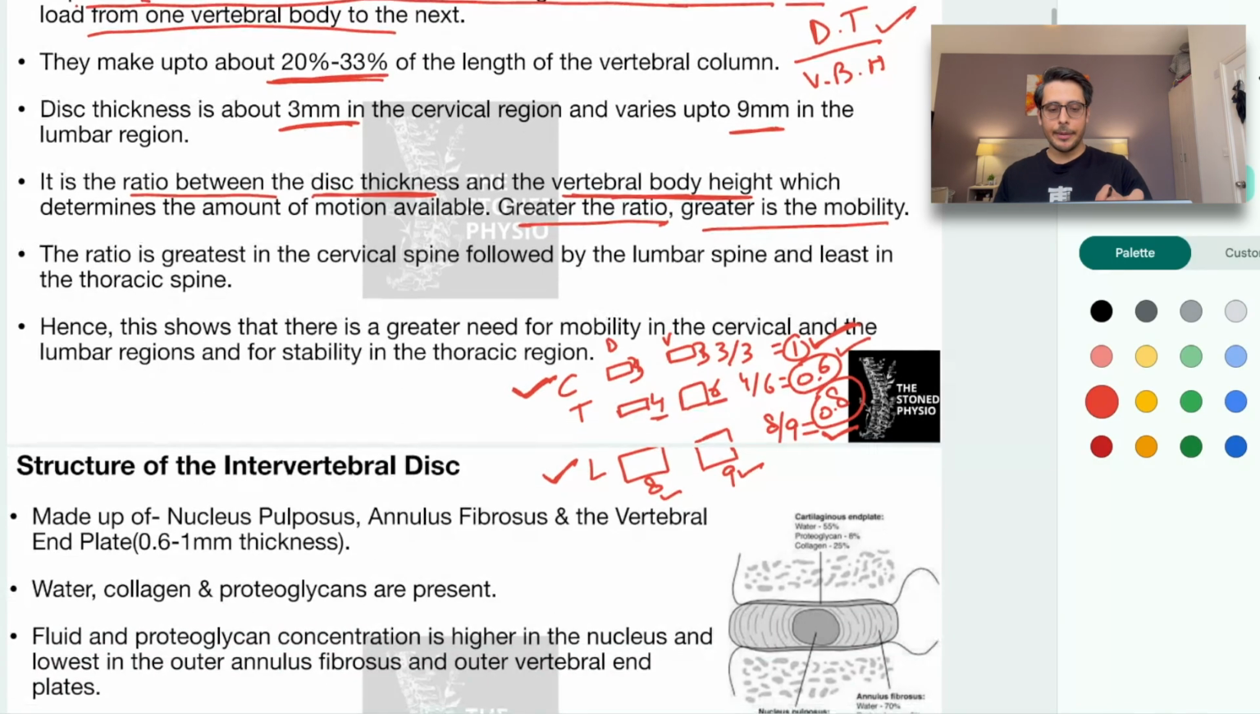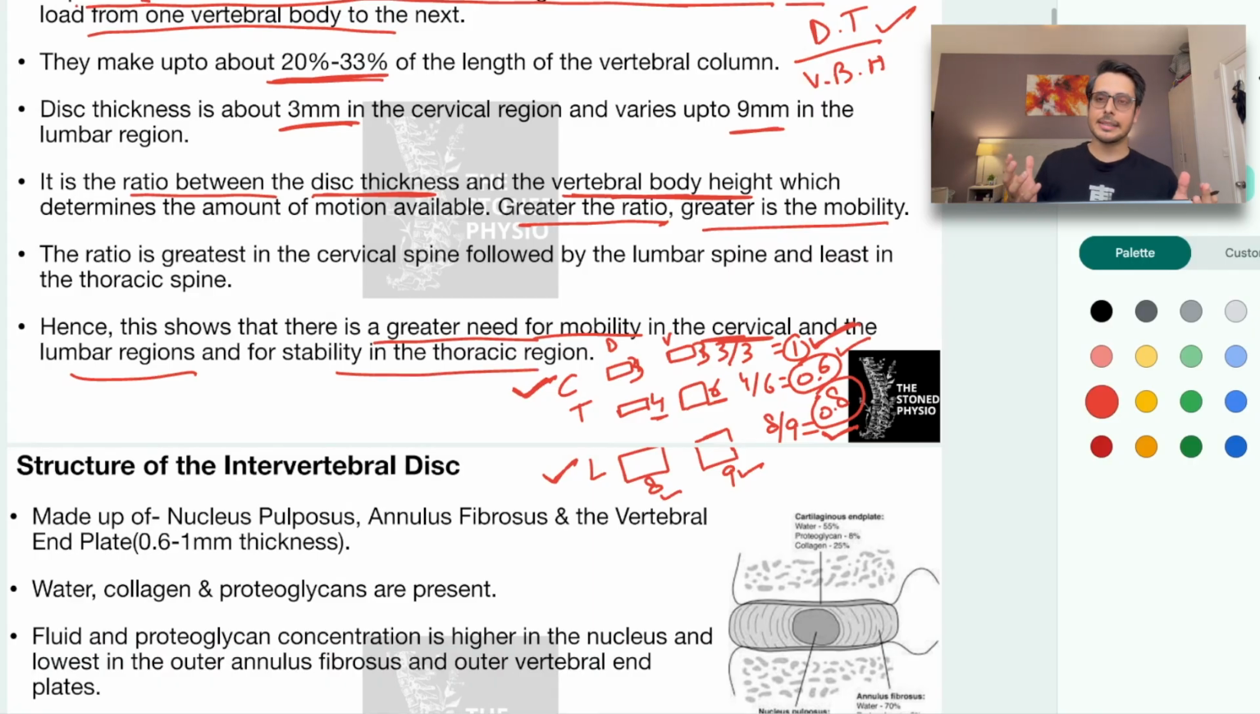Okay, now it says one more thing, that this shows the greater need of mobility in the cervical spine, followed by the lumbar region, and there is more stability in the thoracic spine, which makes sense. In the cervical spine, we need to move the neck in most possible directions, hence we need maximum mobility there, and this ratio is the maximum in the cervical spine, followed by the lumbar. And in the thoracic spine, we need more stability and less mobility.